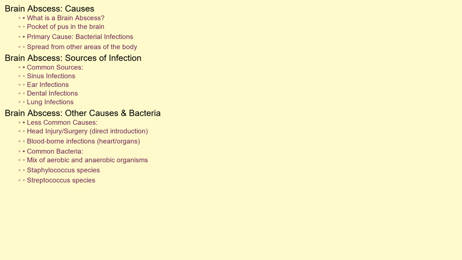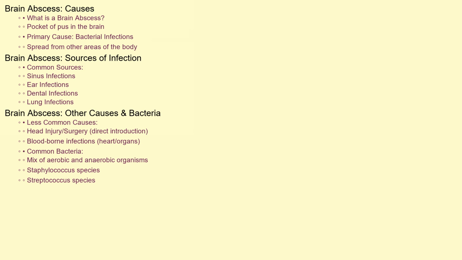A brain abscess is essentially a pocket of pus in the brain. But what causes this infection? Most commonly, it stems from bacterial infections that spread from other areas of the body. This could be a sinus infection, an ear infection, a dental infection, or even a lung infection.